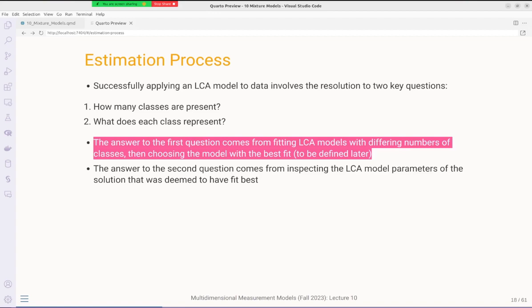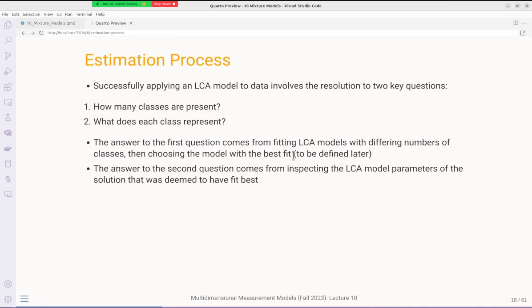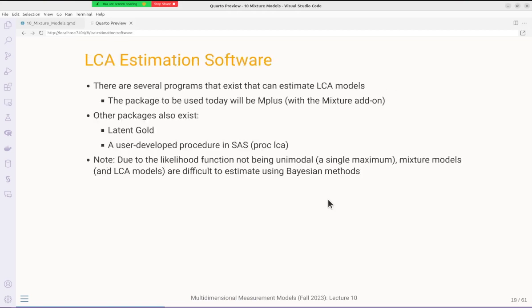So here, we are basically doing the same approach. We're going to estimate multiple models. Once we decide which model is the best, and I'm going to define how we decide that in just a moment, it's not really all that impressive, but we do it that way anyway. But once we define what our best fitting model is, we have to then go back and inspect the item parameters to determine what each class represents. Okay? And this again parallels EFA almost entirely.